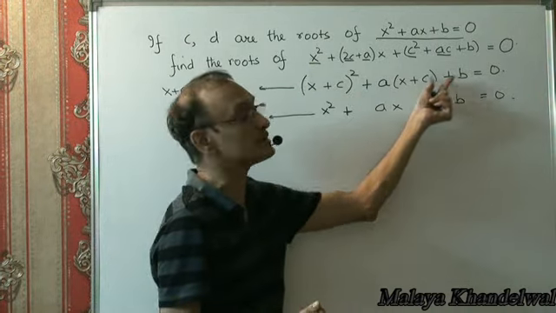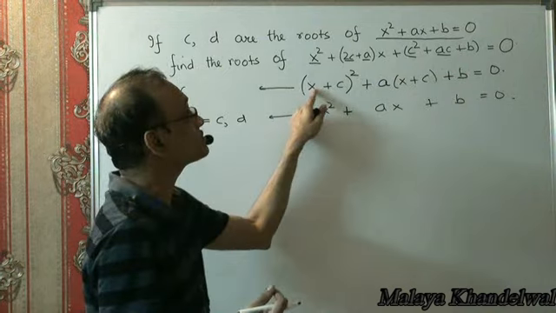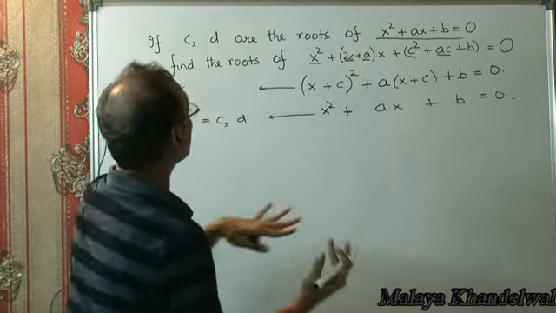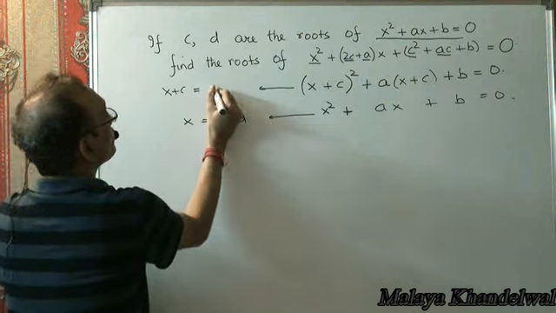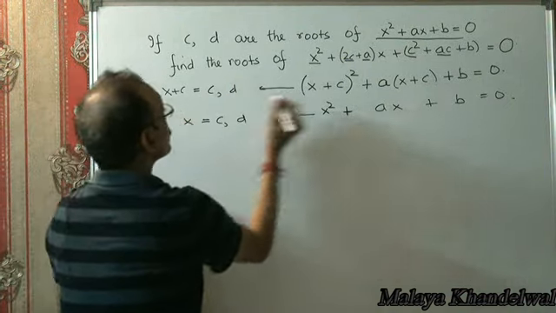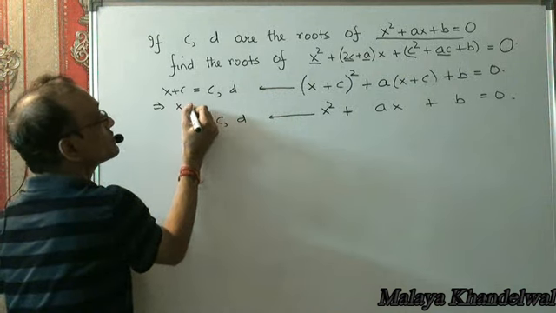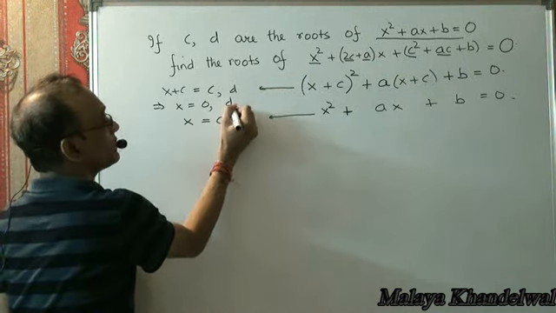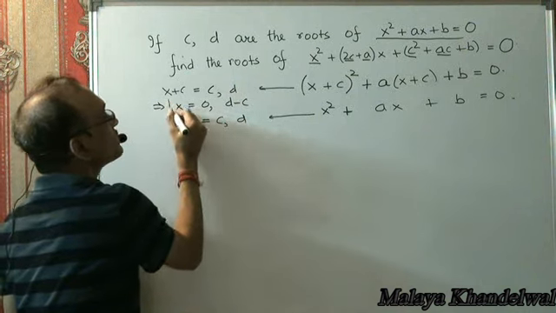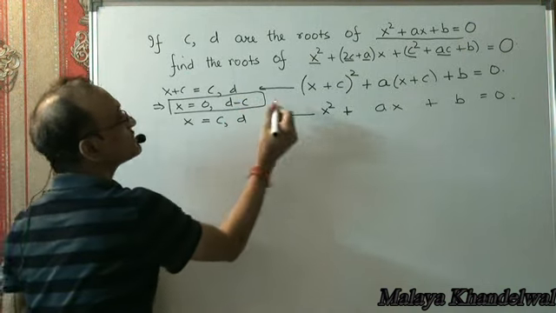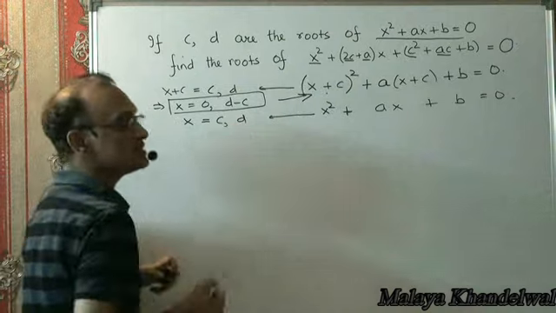Something square plus a into something plus b equal to 0. Now if you solve for that something, x plus c will give you the same set of values, c and d. That means when you solve for x plus c, you get x plus c equal to c or d, or you get x equal to 0 or d minus c. That means the roots of this equation are 0 and d minus c.